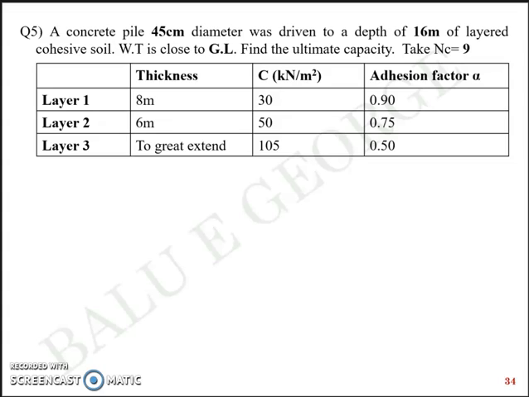Now, a couple of problems for you to work out as assignment. Number 1, you have a concrete pile, 45 centimeter diameter, installed into a layered cohesive soil. 16 meters is the length of the pile. Water table is close to the ground level. You're asked to find the ultimate capacity, taking NC as 9. So you have 3 layers. Thicknesses of each layer are given. Cohesion of each layer are given. Adhesion factors are given as well. So you're asked to find the ultimate capacity.